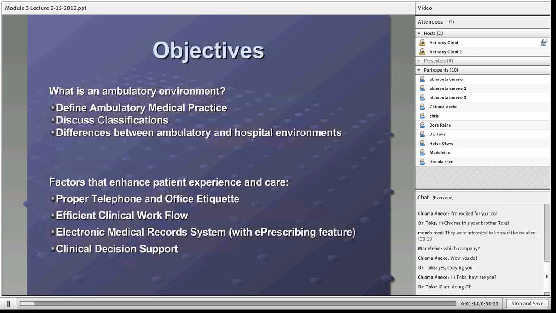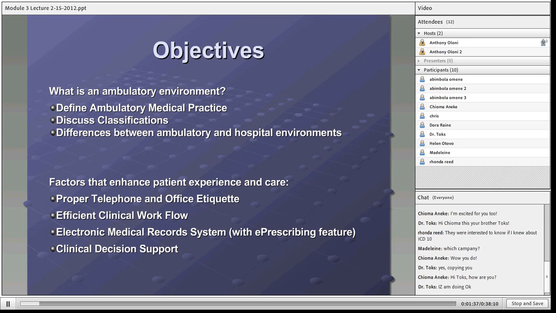Now, the overall objectives of this lecture will be to understand what an ambulatory environment is. We're going to define an ambulatory medical practice, discuss the classifications, and differentiate between an ambulatory and hospital setting.